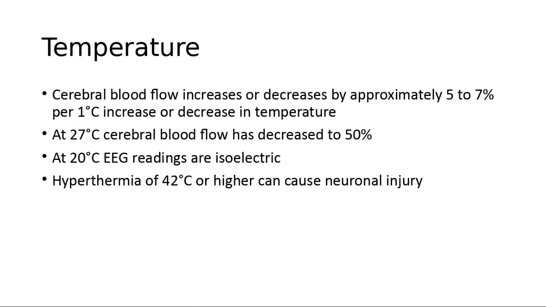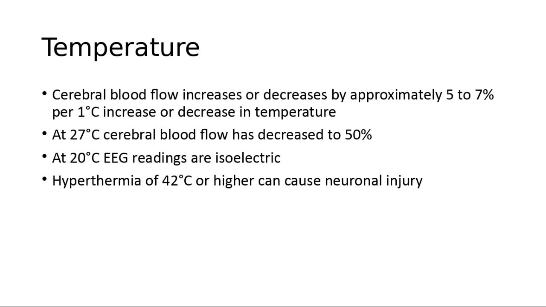Temperature also affects cerebral blood flow because temperature in and of itself affects the basal metabolic rate, and as a result, decreasing metabolic rate also decreases cerebral blood flow requirements. Cerebral blood flow increases with increasing temperature and decreases with decreasing temperature. And cerebral blood flow increases by approximately 5 to 7% per 1 degree Celsius increase from normal temperature, and decreases by about 5 to 7% with 1 degree reduced temperature.